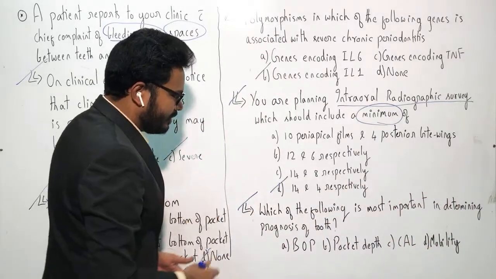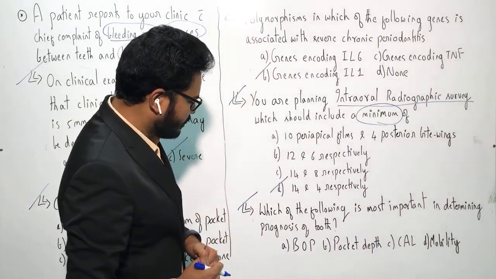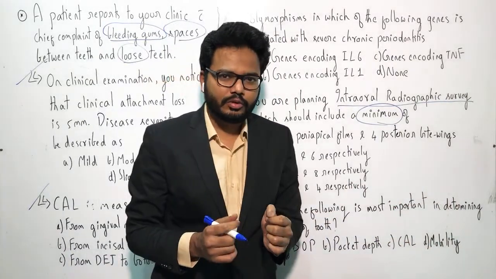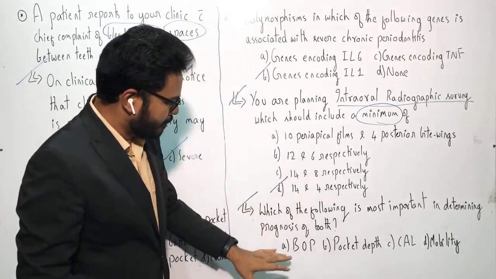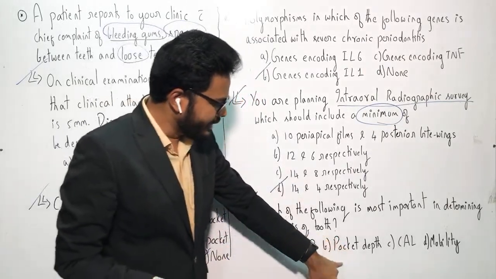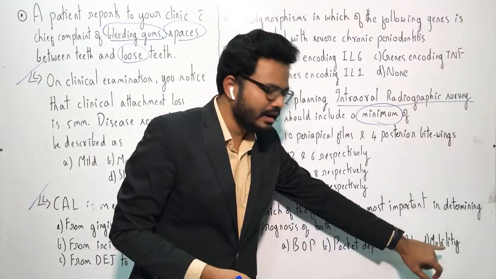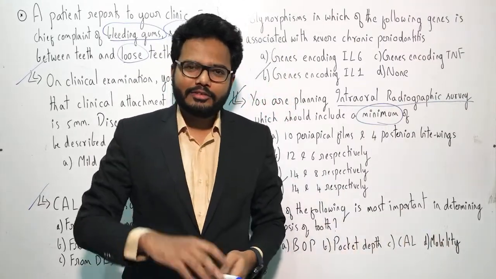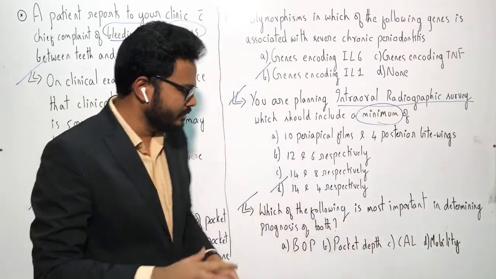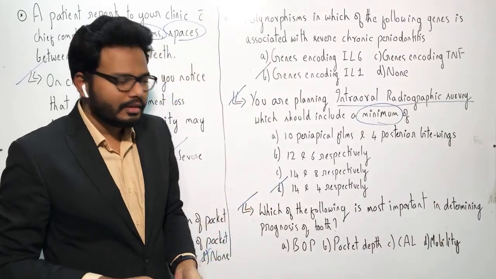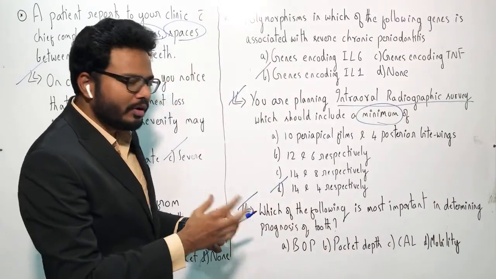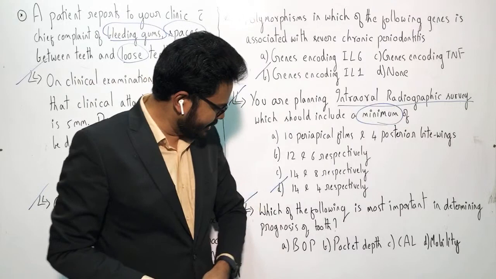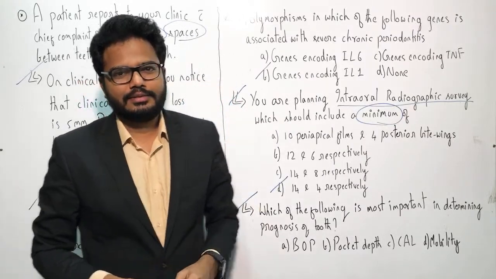So final question, which of the following is most important in determining the prognosis of a tooth? Which parameter? Bleeding on probing, pocket depth, clinical attachment level, mobility. So based on our discussion, which one do you think is more appropriate, or more important or more accurate in determining the prognosis of a tooth?